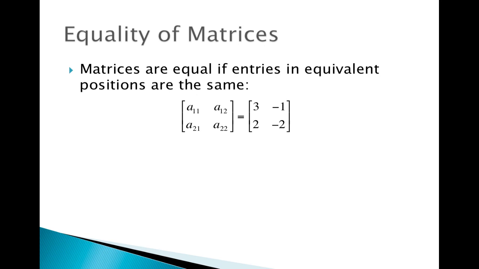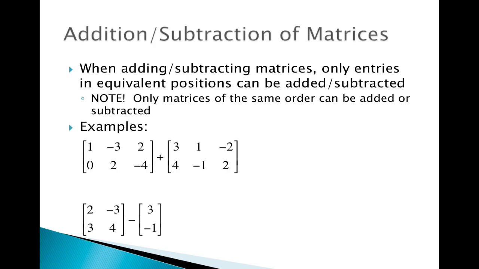Now let's go ahead and move on to addition and subtraction of matrices. So when we're adding or subtracting matrices, you can only add entries that are in equivalent positions. So they have to be in the same spot. So for example, this 1 and this 3 are in the same spot, so we'd be able to add those or subtract them. And on top of that, we can only add matrices of the same order. So that's the first thing that you want to check: make sure that they're of the same order, and can we add these. So for example, these matrices, we have a 2 by 3 matrix over here and another 2 by 3 matrix. So because they're of the same order, we can add them.